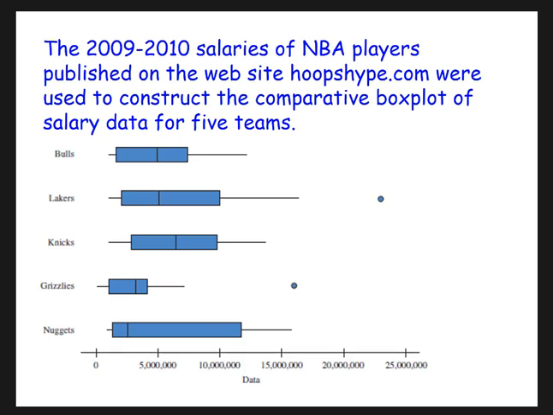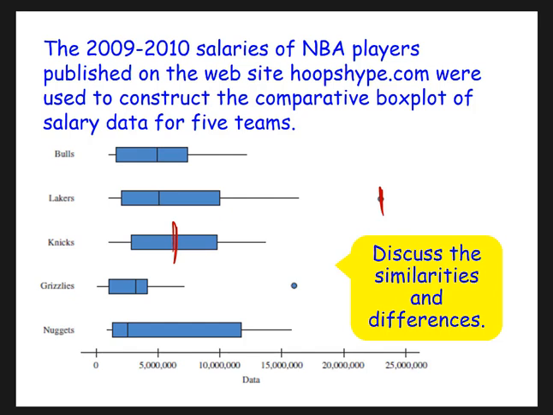Here we can compare several different data sets on one axis. This is called a comparative box plot. This is looking at the salaries. So we can see here very quickly the Knicks have the highest average salary, but the Lakers have one person that's way up here. That's an outlier for them, but they do have the highest paid person of any of those teams. So you look at the similarities and the differences in those graphs. The lowest paid player on each team is pretty close to the same.